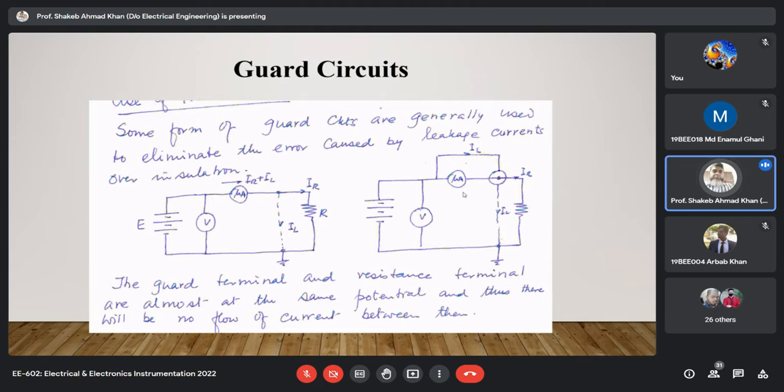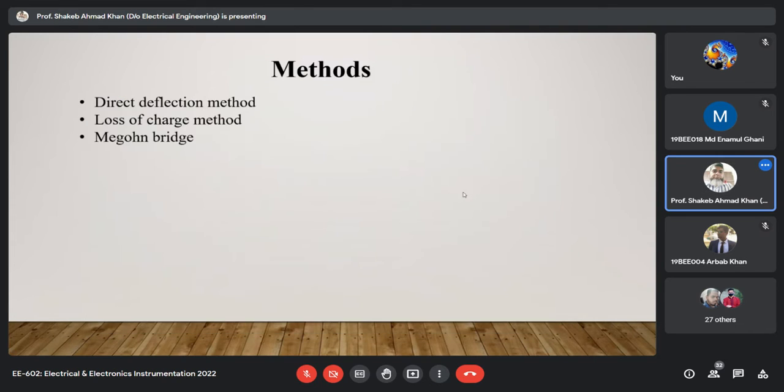Okay, if anybody is having any question regarding the guard circuit, you can ask, please. So as usual, you are not having any query.